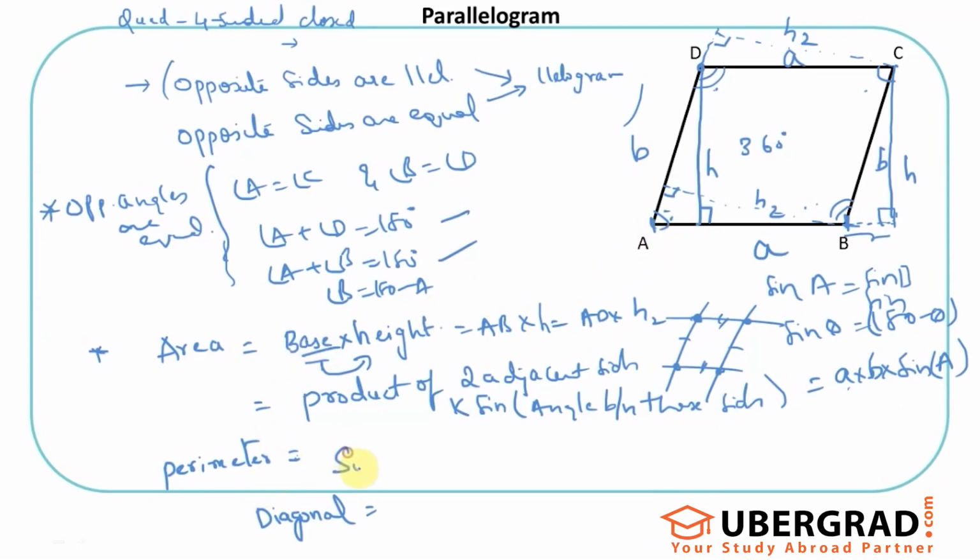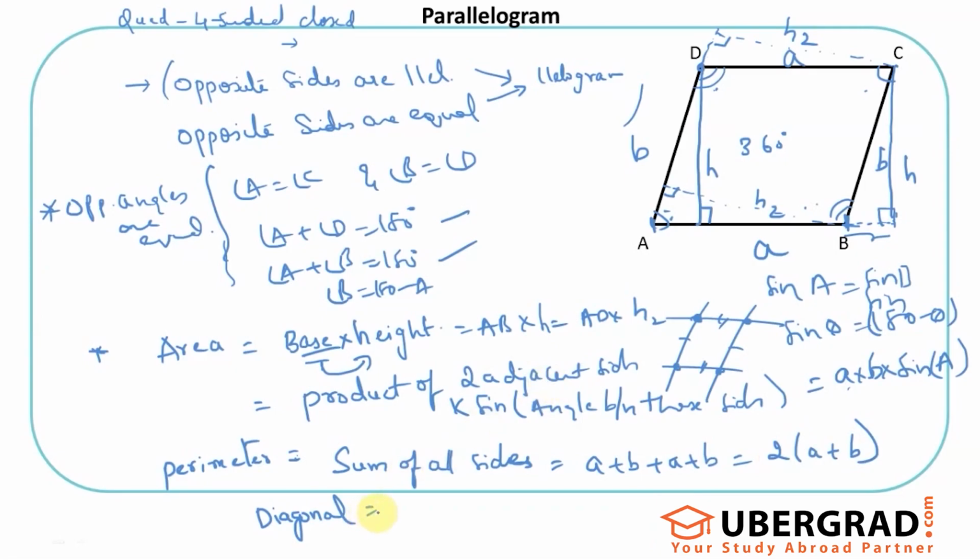Perimeter is the sum of all sides. It doesn't matter what the shape is, it's always the sum of all the exterior sides. So I need to add A plus B plus A plus B, and we'll get 2 into A plus B.